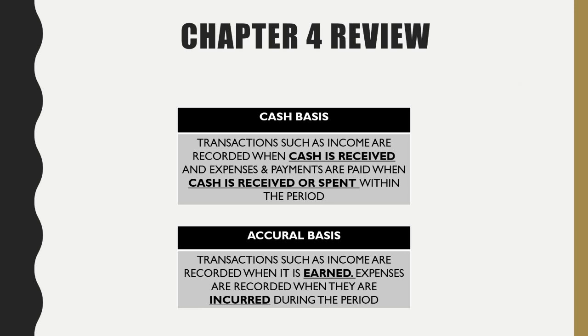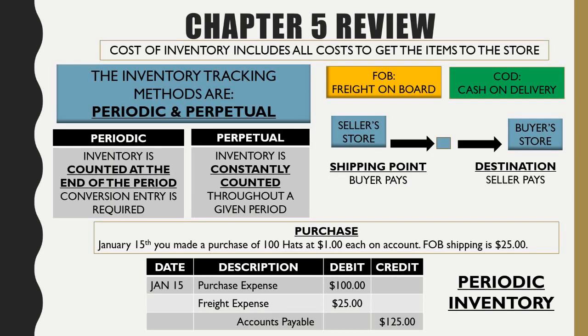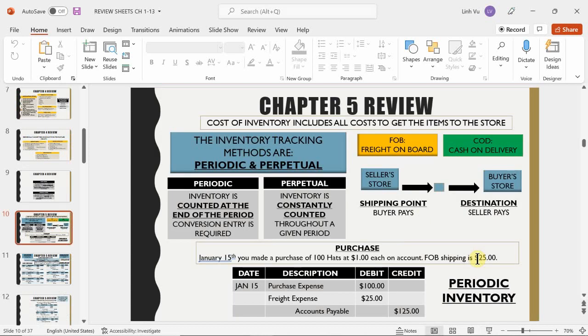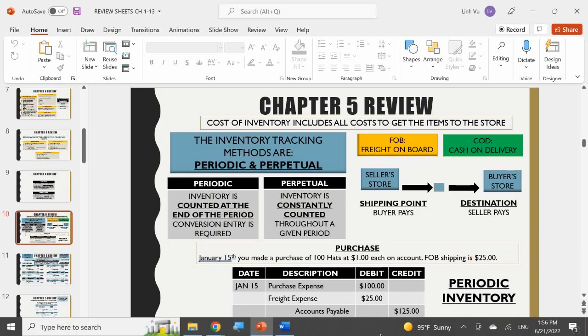One of them doesn't matter whether you get paid or not. If you sold something, you record it. If the job is done, you record it. While the other one is you need to have the cash in order for you to record the income, and you need to have the cash in order to record the expense, okay? And that is it for the very first 4 chapters of what we talked about, okay?